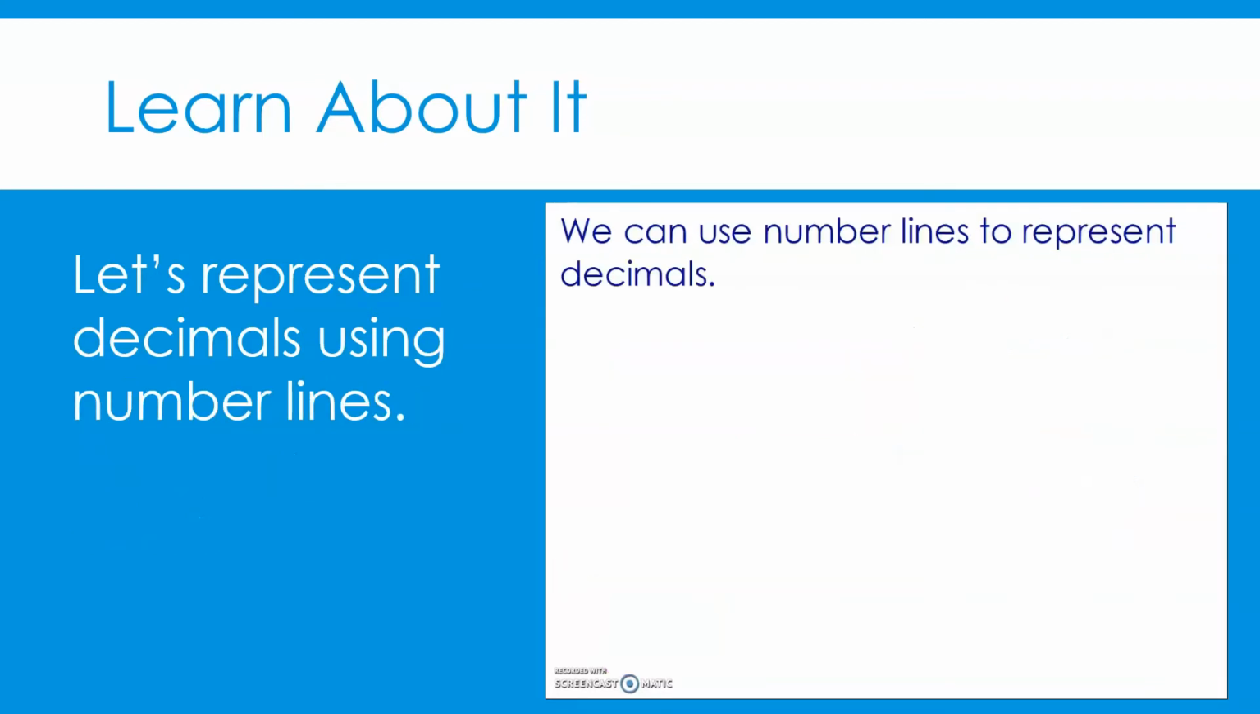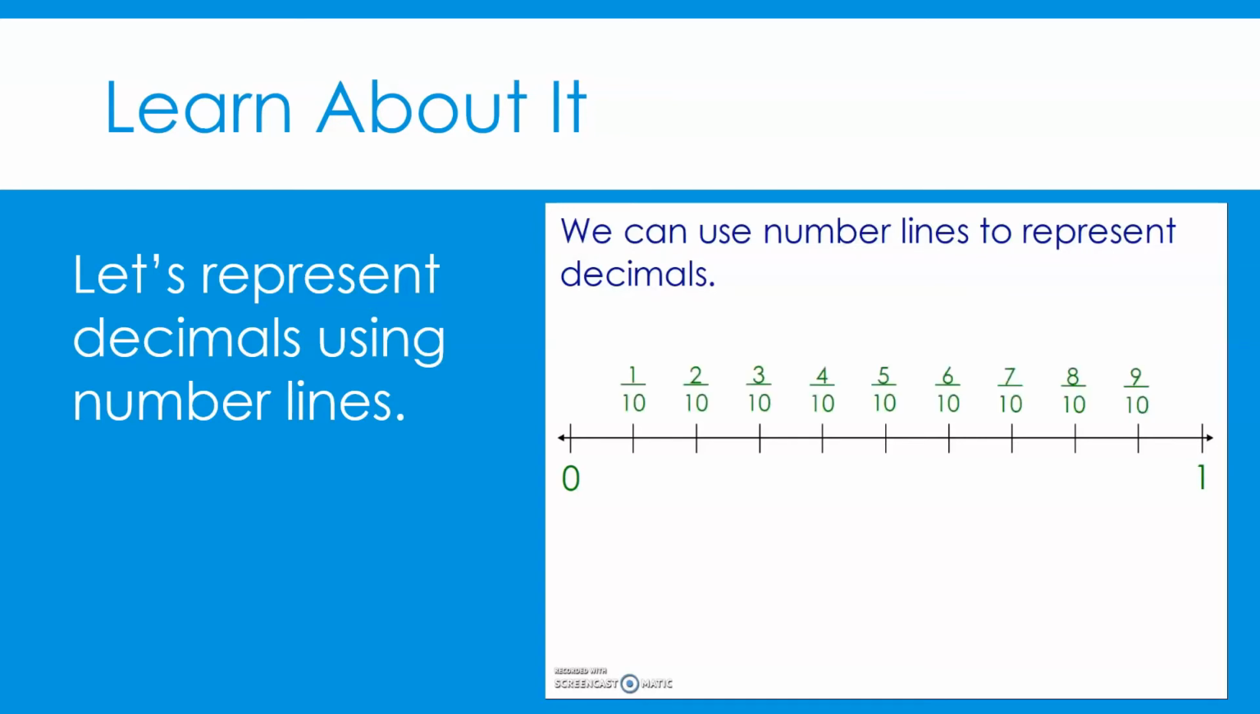We can also use number lines to represent decimals. This number line shows the length from 0 to 1 and is divided into 10 equal parts. Therefore, we can label each part as a fraction out of 10. We can label the number line as 1/10, 2/10, 3/10, and so on, all the way to 9/10 and then 10/10, which equals 1. We can also write each fraction as a decimal.